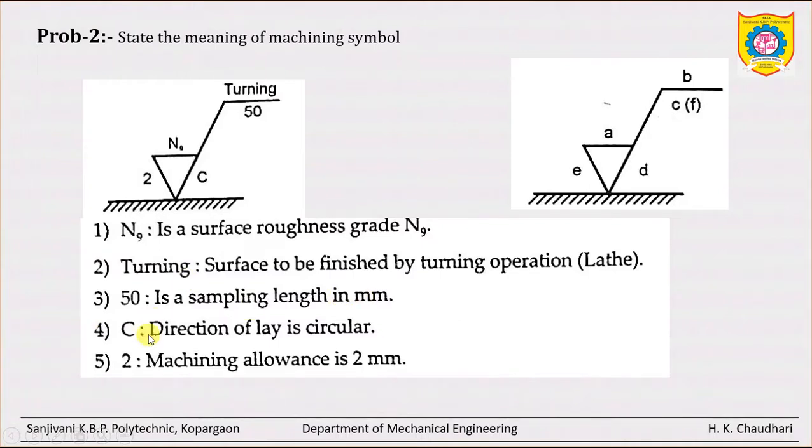Okay, and this circularity c means it is the direction of lay, it is not this c. This is the symbol c, circularity. That means the scratches are made in a circular pattern. And finally, what is this 2? It is the machining allowance in mm. See, the problem is very simple, and to get 4 marks is very easy.